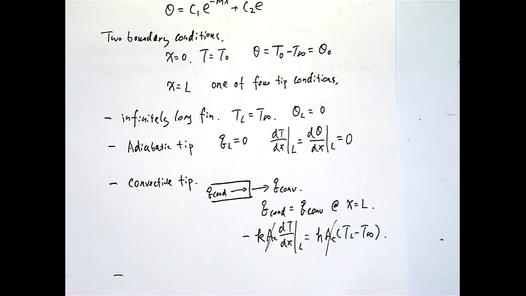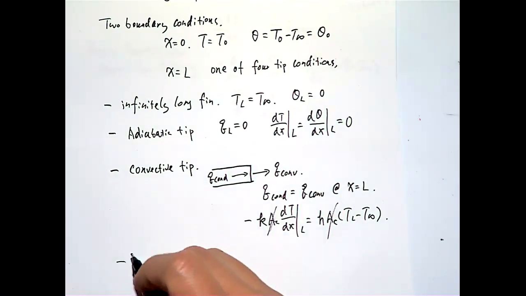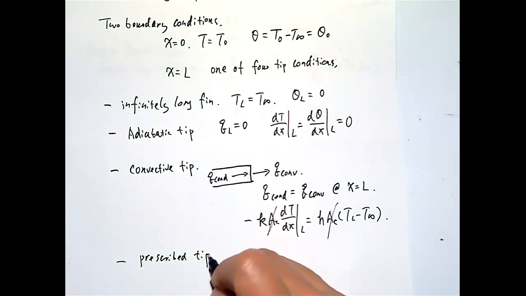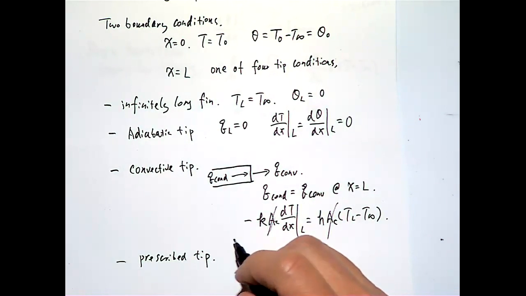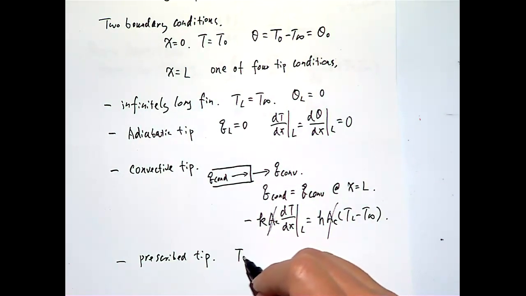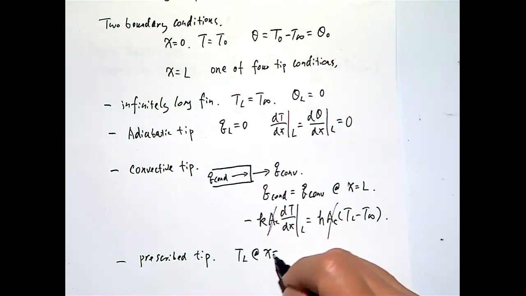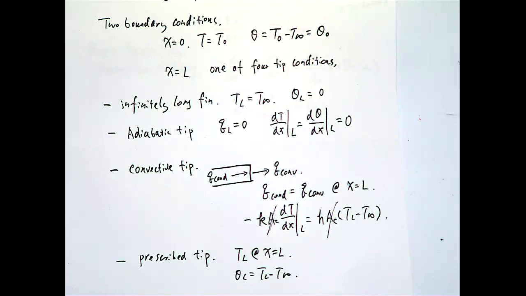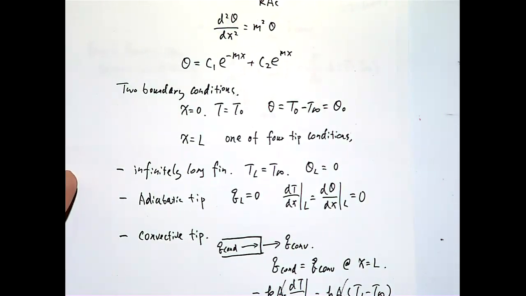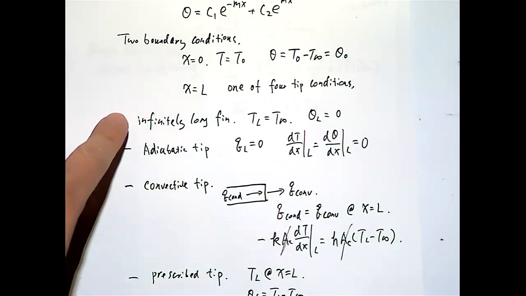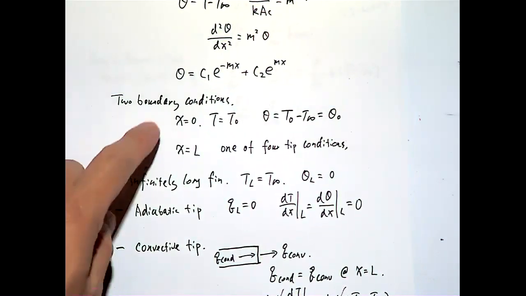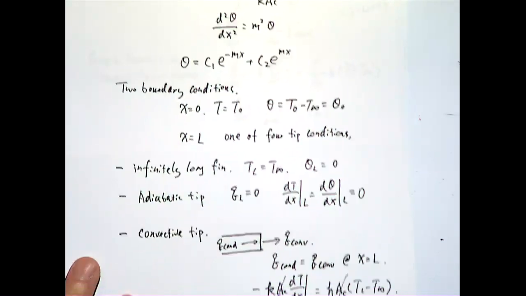And the last one is a prescribed tip temperature. That one says that you know the temperature there, TL at x equals L. So theta L equals TL minus T infinity, right? So depending on what the problem is asking, you choose one of these tip conditions as your second boundary condition, then combine it with your base boundary condition, and then you can solve the problem.